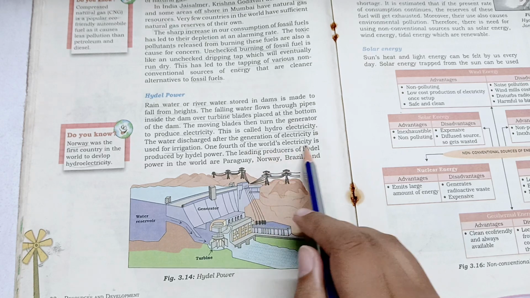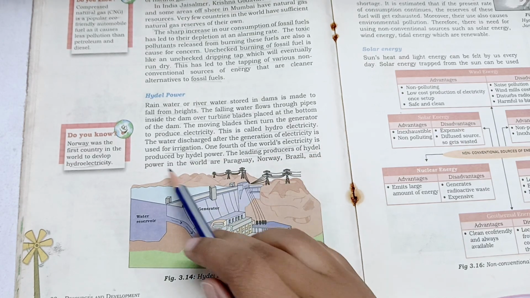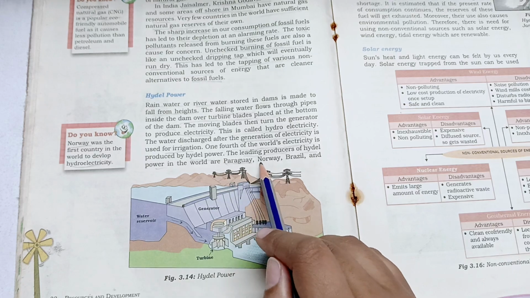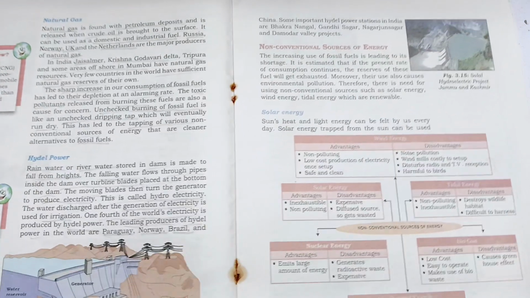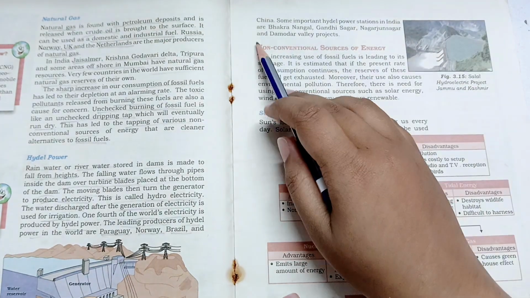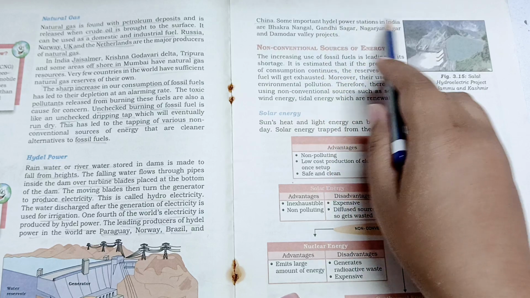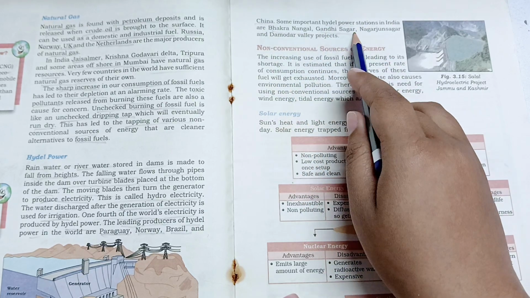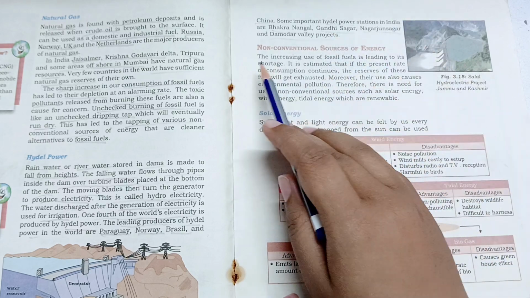One-fourth of the world's electricity is produced by hydel power. The leading producers of hydel power in the world are Paraguay, Norway, Brazil, and China. Some important hydel power stations in India are Bhakra Nangal, Gandhi Sagar, Nagarjun Sagar, and Damodar Valley projects.